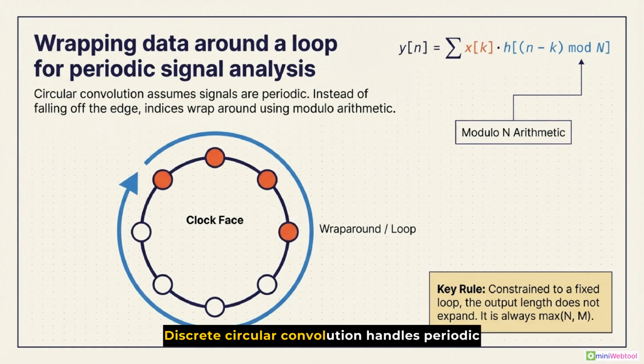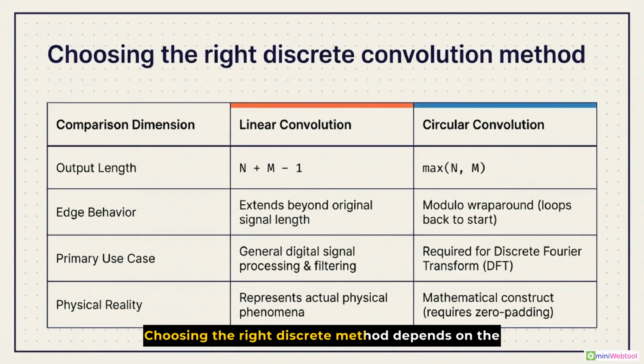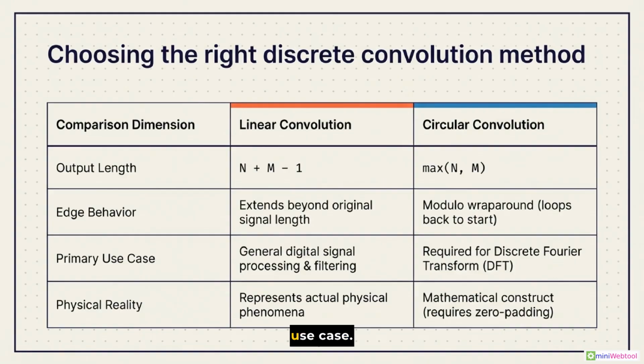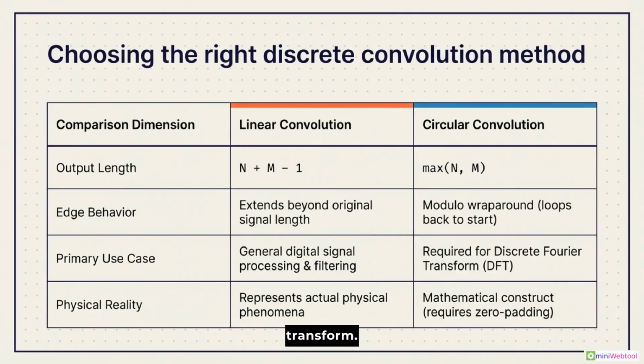Discrete circular convolution handles periodic signals by wrapping data around a loop using modulo arithmetic. The output length does not expand. It remains the maximum of the input and filter lengths. Choosing the right discrete method depends on the required output length, edge behavior, and primary use case. Linear convolution represents physical phenomena, while circular is used for the discrete Fourier transform.